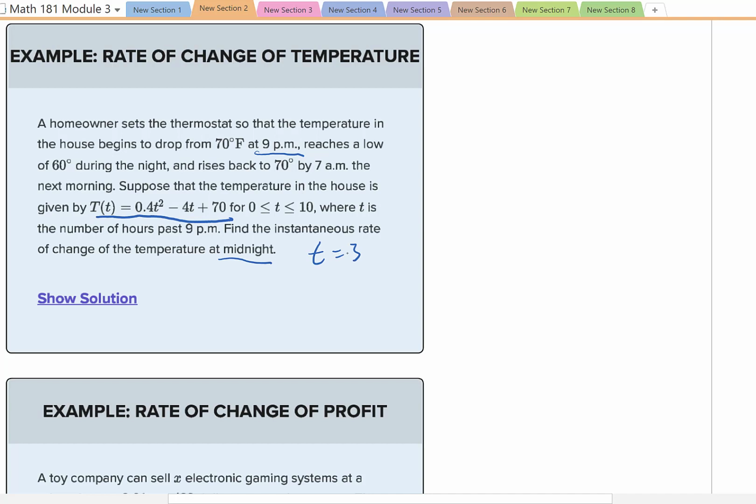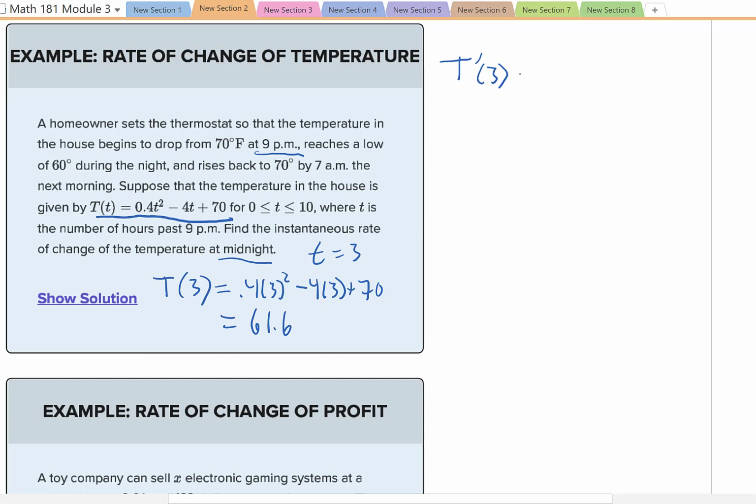I know it can be confusing because you have a capital T of little t equals 0.4t squared minus 4t plus 70. So when doing the calculation, it's helpful to have our capital T of 3, which is going to be 0.4 times 3 squared minus 4 times 3 plus 70. And so the temperature at midnight would work out to be 61.6 degrees.